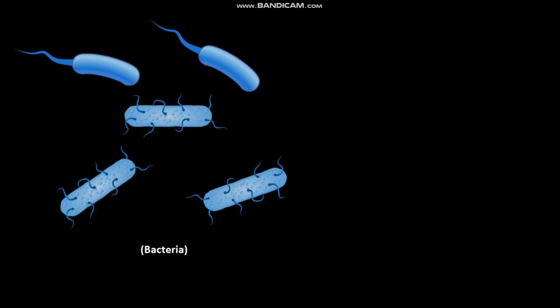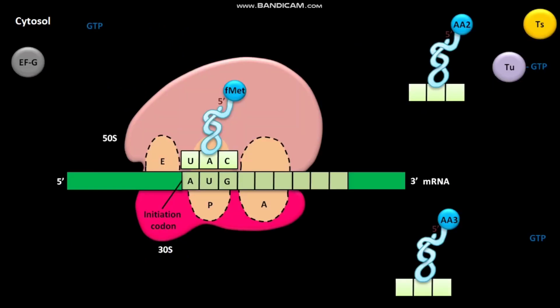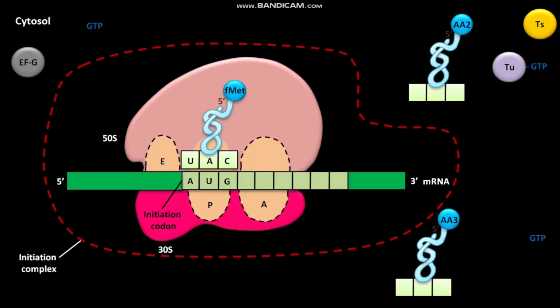In bacteria, the third stage of protein synthesis is elongation. The requirements of elongation are initiation complex, amino acid tRNAs, GTP, and elongation factors. The elongation factors are EF-Tu, EF-Ts, EF-G. Before elongation, an initiation complex is found in the bacterial cytosol.